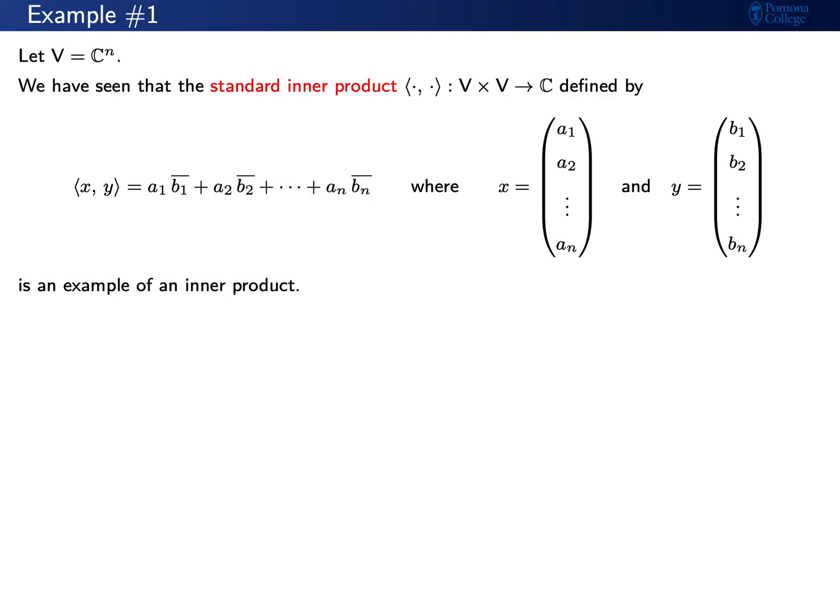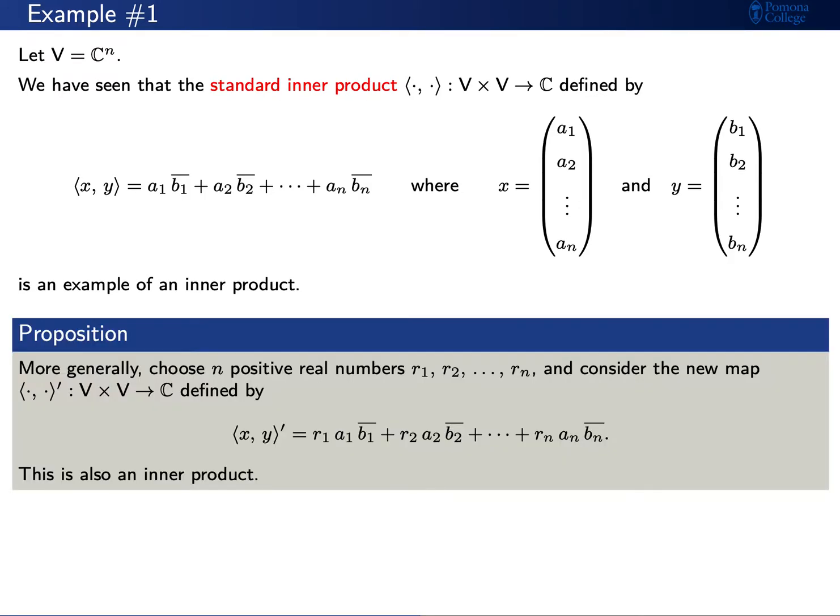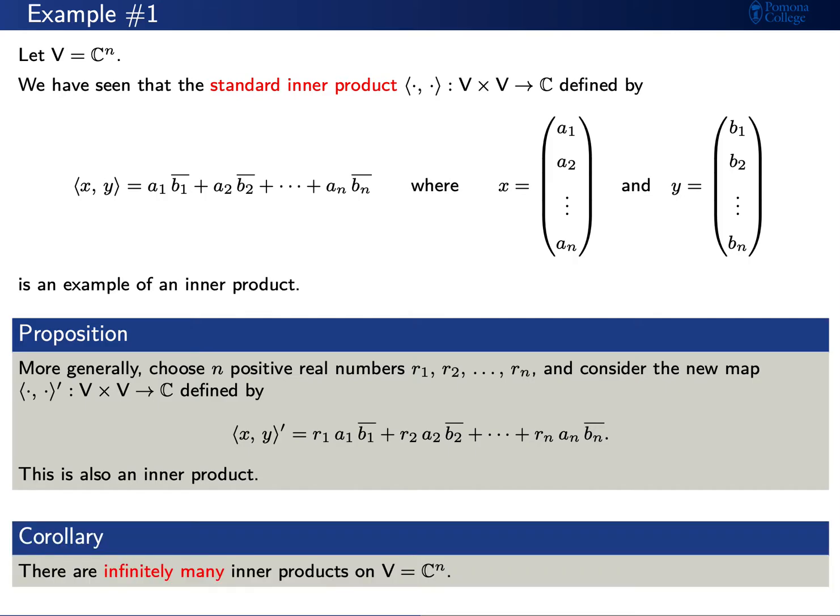Well, let's show that there actually are infinitely many such examples. Again, we've seen that the standard inner product is one example of an inner product. Now, choose n positive real numbers, r sub 1, r sub 2 through r sub n, and let's consider this new map, angle bracket prime, that's defined as follows. Our angle bracket prime of two vectors x and y will be the following sum. R sub 1 times a sub 1 times b sub 1 conjugate plus r2 times a2 times b2 conjugate, and so forth. This is an example of an inner product for any fixed positive real numbers r1 through r sub n. In particular, there are infinitely many inner products on our n-dimensional space V.